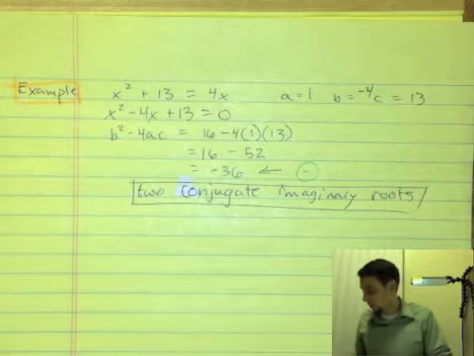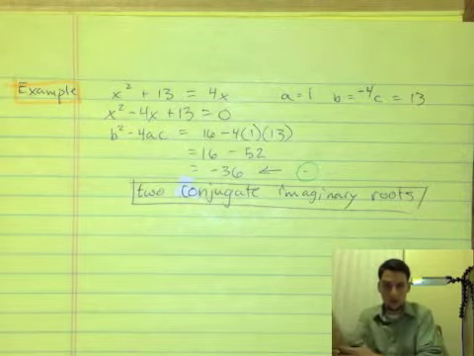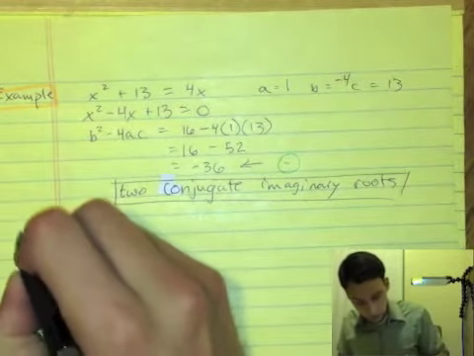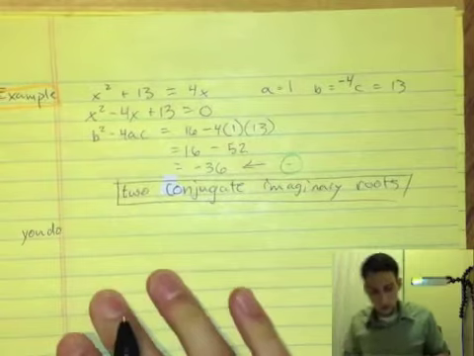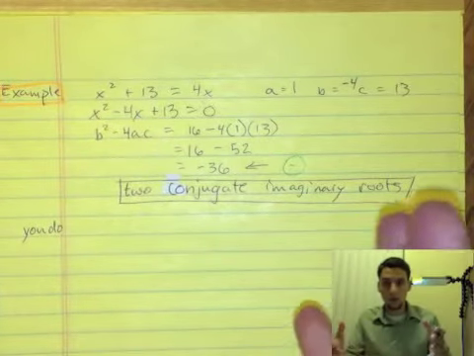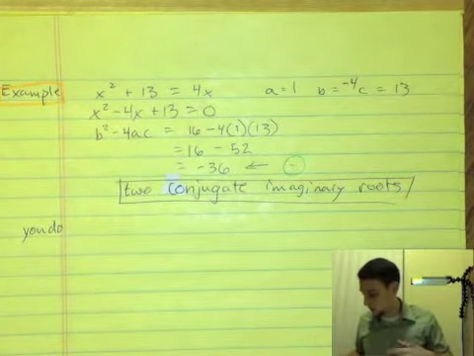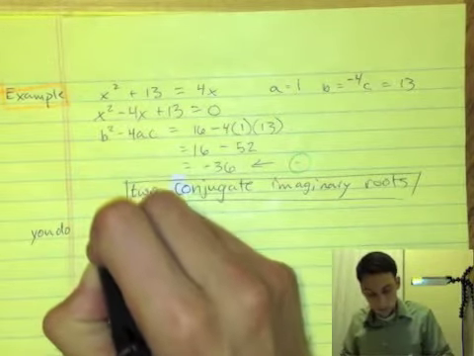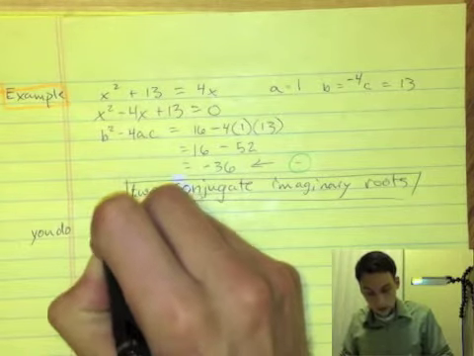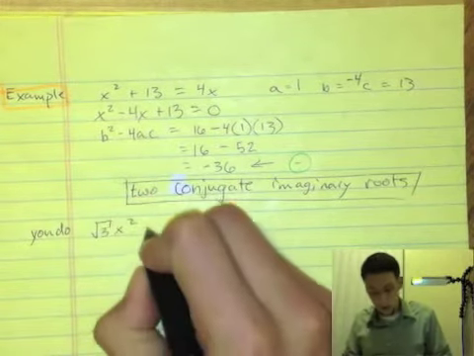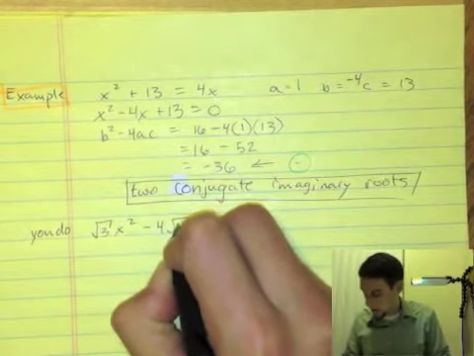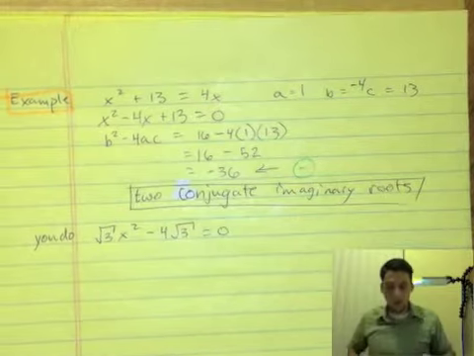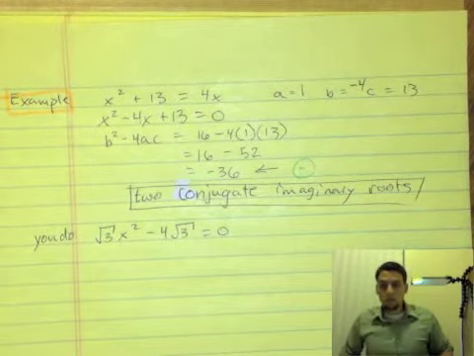So, it's pretty simple. I'm just going to give you problems that you can do. It's going to be a short video. After I write down the problem, you can pause it and then do it on your own, and then I'll show you the answer. Oh, it's a little bit different. Square root of 3 x squared minus 4 root 3 equals 0. Okay, pause it here and work on your own.